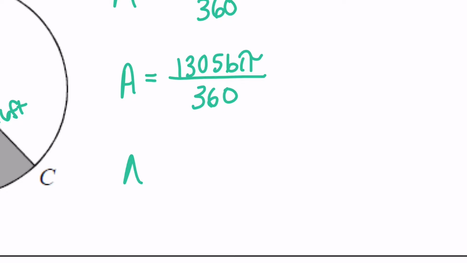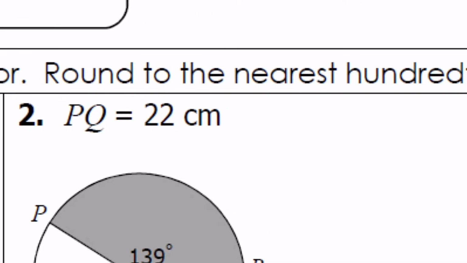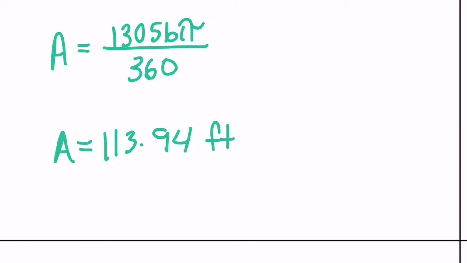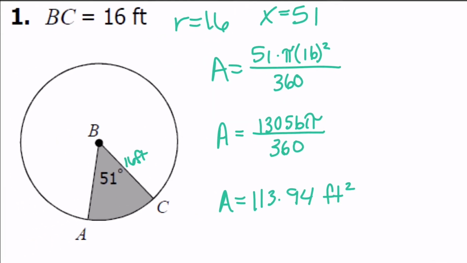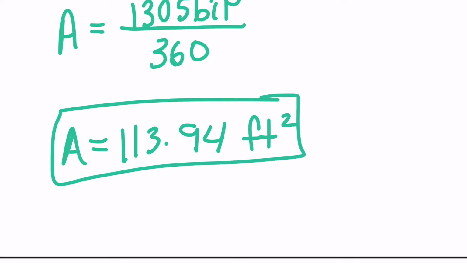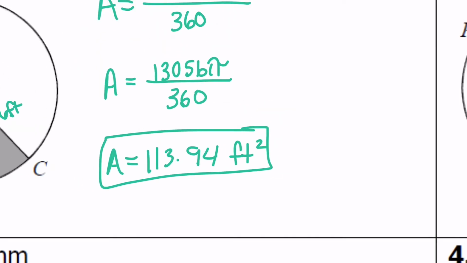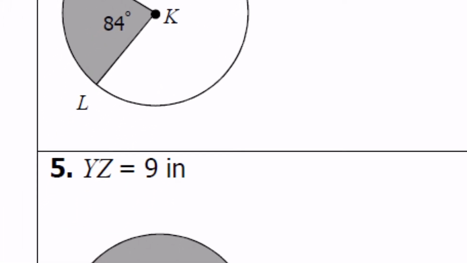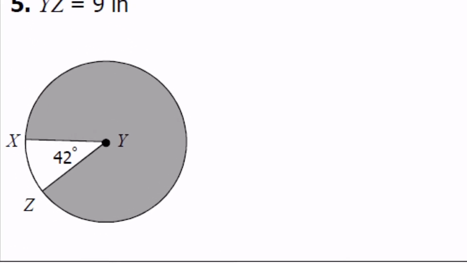Then when I put this in my calculator, I end up with A equals 113.94, rounded to the nearest hundredth. Again I'm dealing with area, so since my radius is 16 feet, my units are feet squared. And that's it. Let's skip 3. 3 is the same. I want to look at number 5 because it's a little bit different.